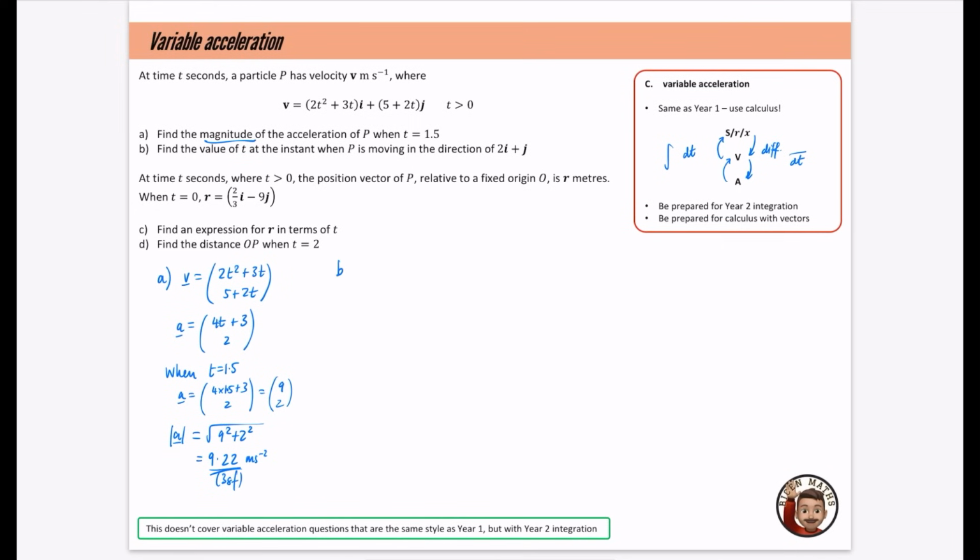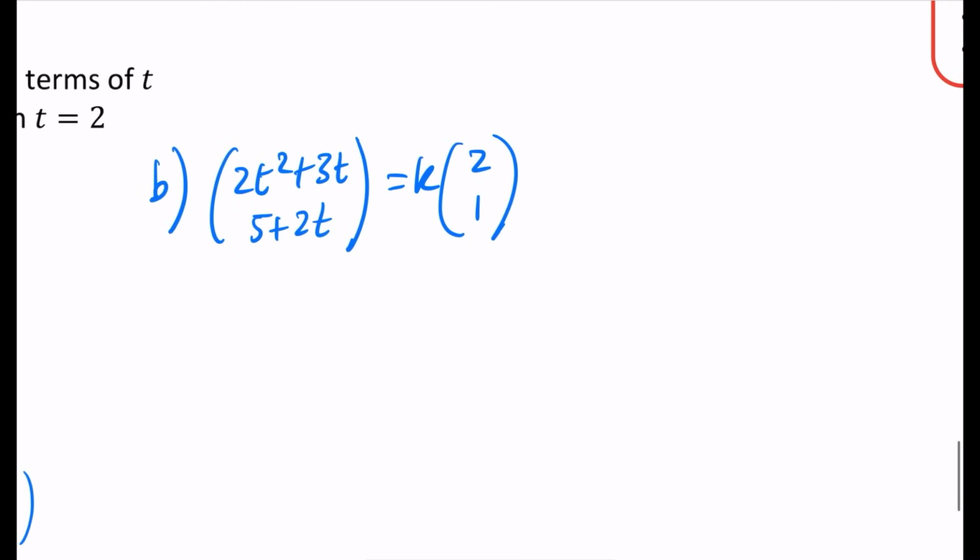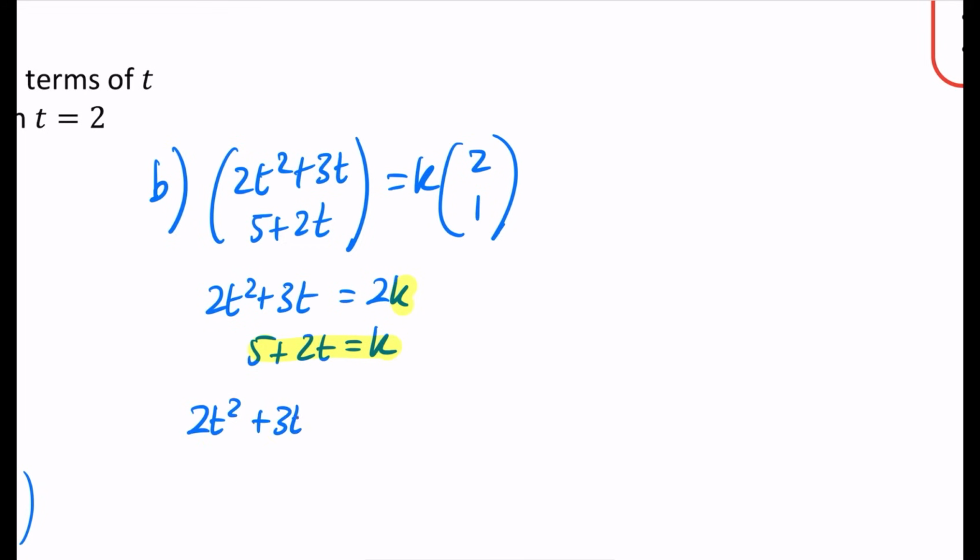So for part B of the question, we are going to say that its velocity vector, which is 2t squared plus 3t, and 5 plus 2t, is some multiple of 2, 1. In other words, this part is going to be double the bottom part, but I'll show you it with the k notation, just because sometimes people find it a little bit easier. So we know that 2t squared plus 3t is equal to 2k, and 5 plus 2t must be equal to k. So I'll substitute it in. 2t squared plus 3t is equal to 2 lots of 5 plus 2t. That's 2t squared plus 3t is equal to 10 minus 4t.